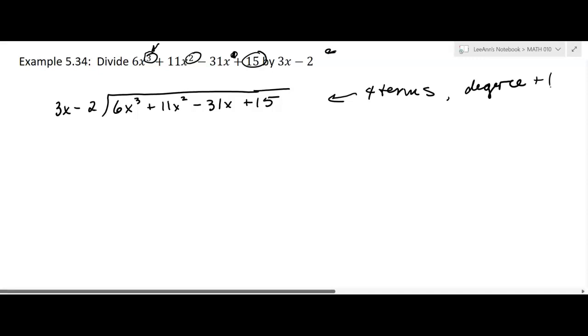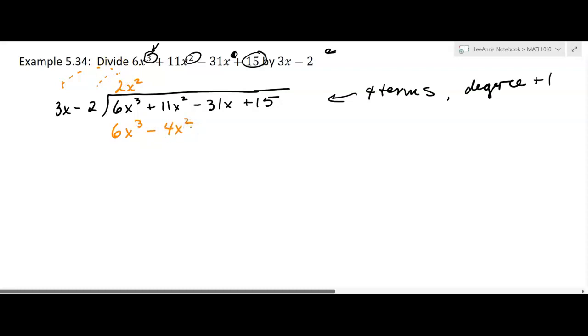Okay, so here we go. 3x into 6x cubed. I'm going to say that's 2x squared. Then I'm going to multiply. And that gives me my 6x cubed, right? I'm just checking. 3 times 2 is 6. X times x squared is x cubed. Then I have to multiply the other one, minus 4x squared.